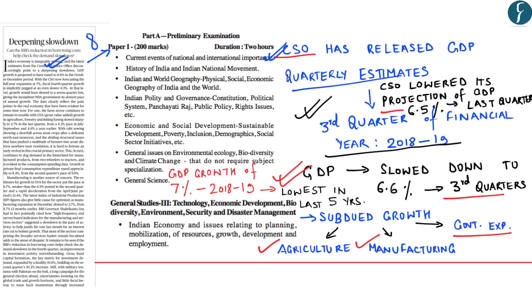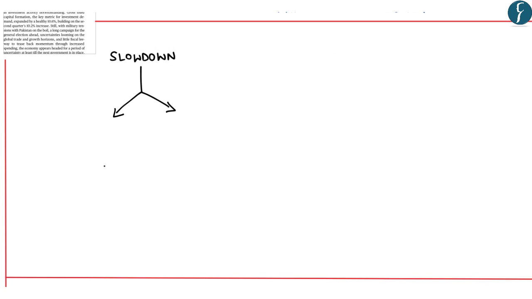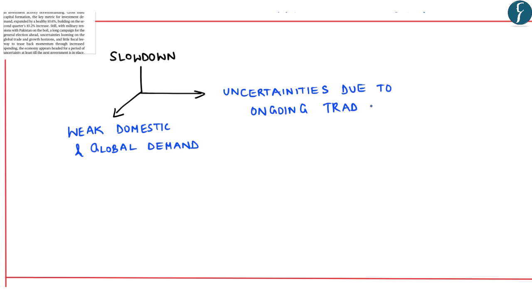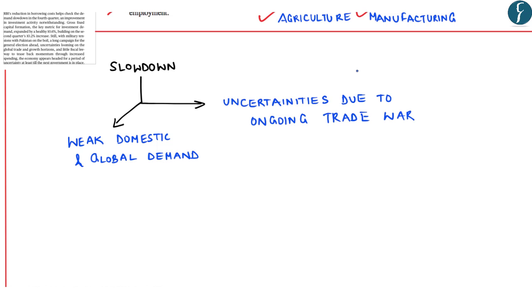Now, this topic from your prelims perspective forms a part of Indian economy and in your mains gets covered under GS paper 3 under issues relating to Indian economy. Now, the slowdown in the economy can be attributed to weak domestic and global demand, coupled with uncertainties due to the ongoing trade war among various nations. Further, the editorial has also mentioned the subdued growth with respect to agriculture and manufacturing.